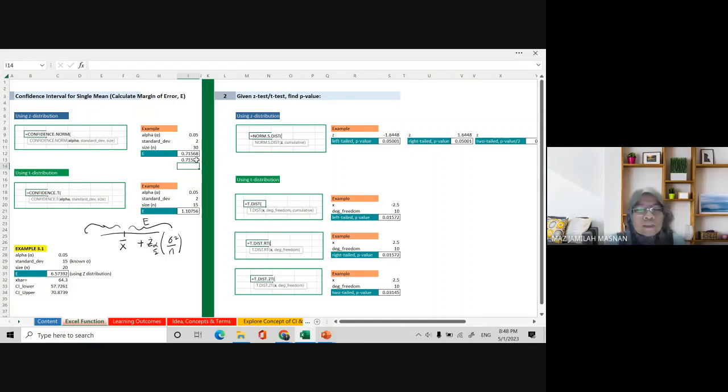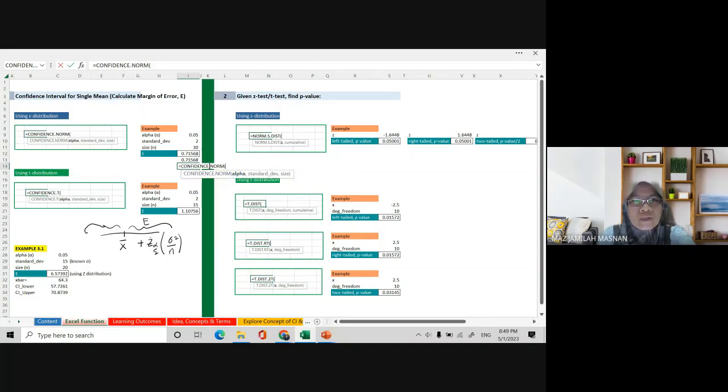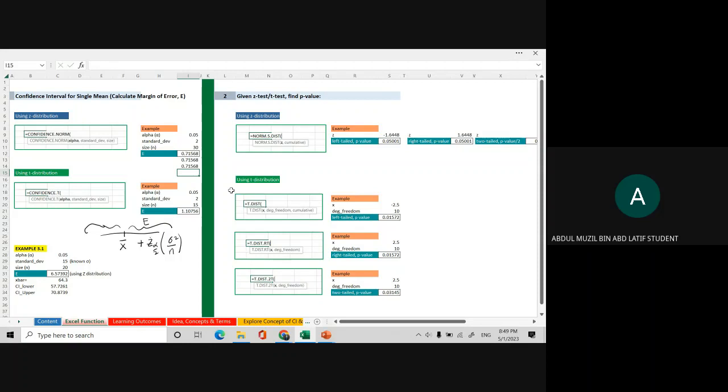Another way to do it is you can input the value directly. For example, click equal to, and then go to CONFIDENCE.NORM, double click, and then for the alpha, just put 0.05. Can you try that way? Maybe it could be helpful. Then you put the standard deviation as 2, and the sample size as 30, and then enter. It should give the exact same answer. Okay, you got it.